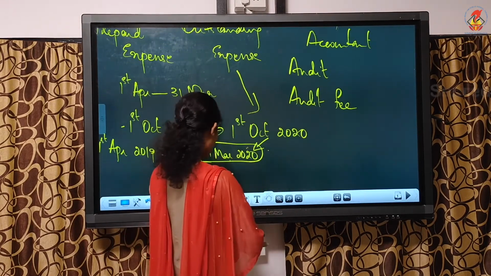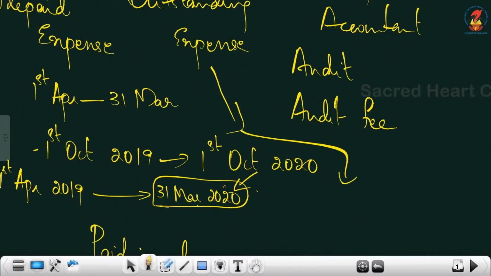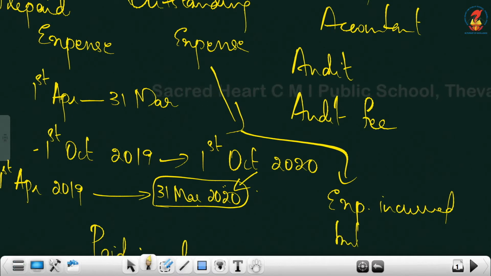That is an expense which is incurred but not paid.